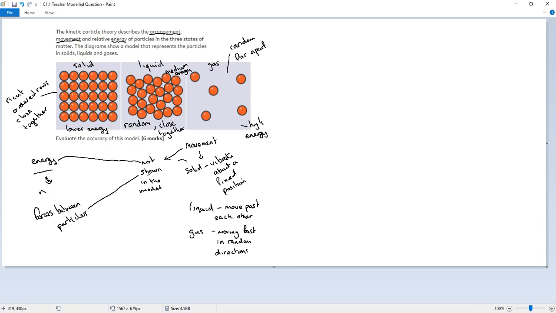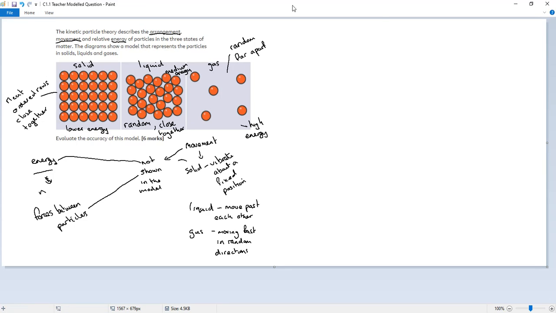So when it says evaluate the accuracy of this model, we can talk about the strengths in that it shows the arrangement and the closeness of the particles, but it doesn't show the energy, the movement and the forces between the particles. So it's a good model in terms of arrangement and space, but it's a bad model in terms of energy, forces and movement.